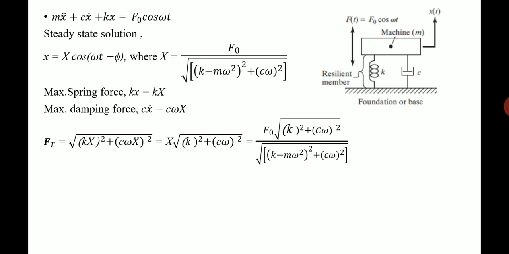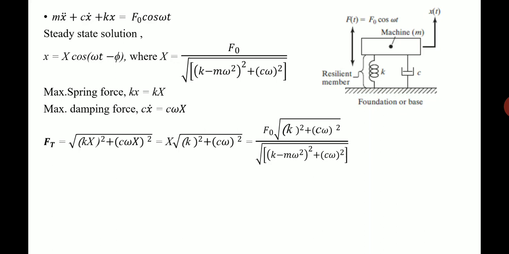So the net force transmitted to the ground is actually the resultant of the spring force and the damping force. The spring force is kx and the damping force is c x dot. The maximum value of spring force is k capital X and the maximum value of damping force is c omega into capital X. So these two forces contribute to the transmitted force. So Ft, the transmitted force, is actually the resultant of the maximum spring force and the damping force.